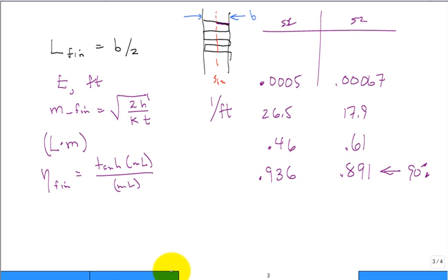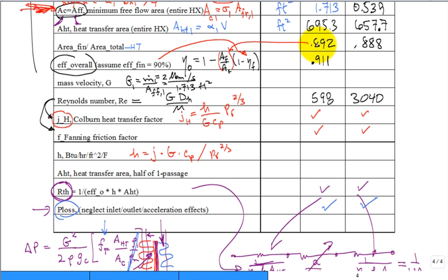Now let's jump back. When you do that, the overall fin efficiency, and you have to have those areas, which we already did. The overall fin efficiency comes in a little higher, 0.943, 0.903.